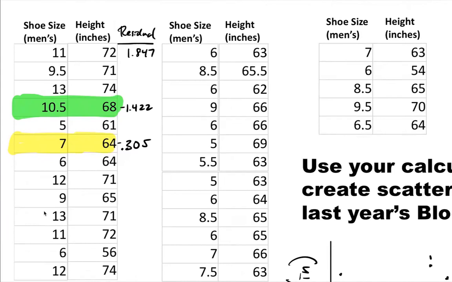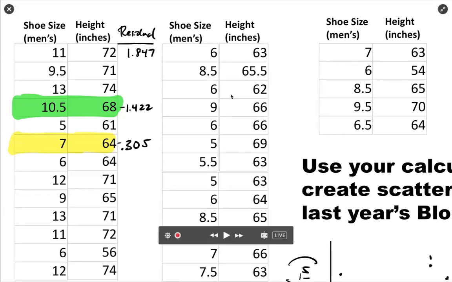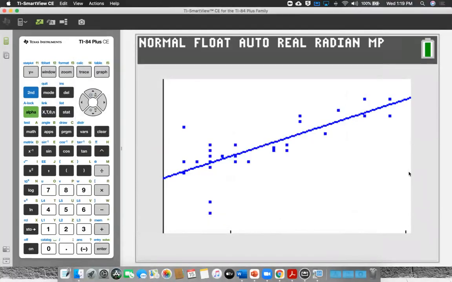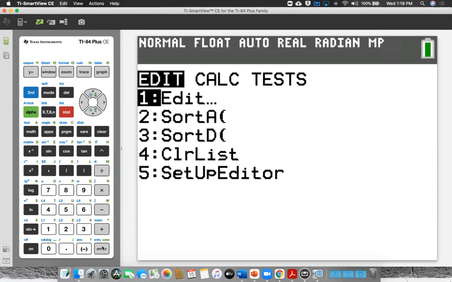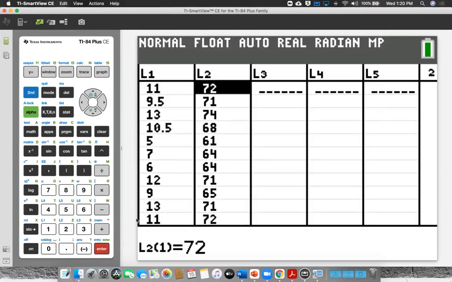Hopefully it's a calculator that was used yesterday. So L1 and L2 are in there. Or else you have to rewrite everything. That's why it's nice having your own calculator, so it's always in there. Okay, so you need the data in L1 and L2. That's the first thing. Make sure all of it's in there, because if it's not in there, this won't work.